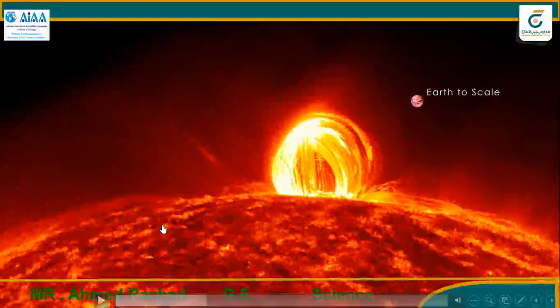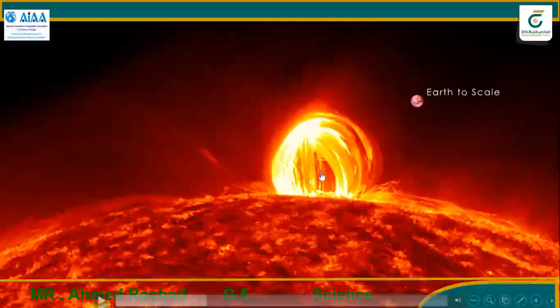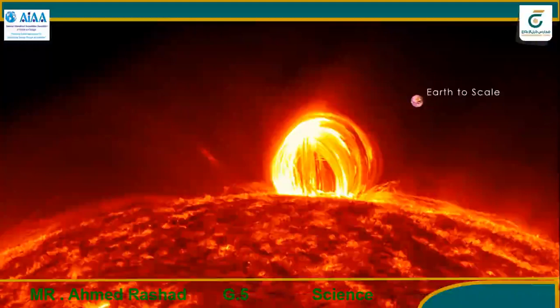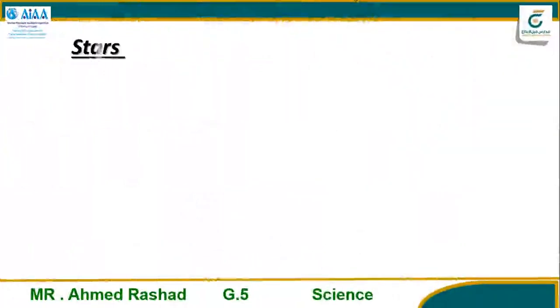Now you can see the size comparison between the earth and the sun, and this is called a solar flare. The earth and the sun have a very big difference in size. Now you can answer yourself about what the surface of the sun is like. Now you can go to the next step.